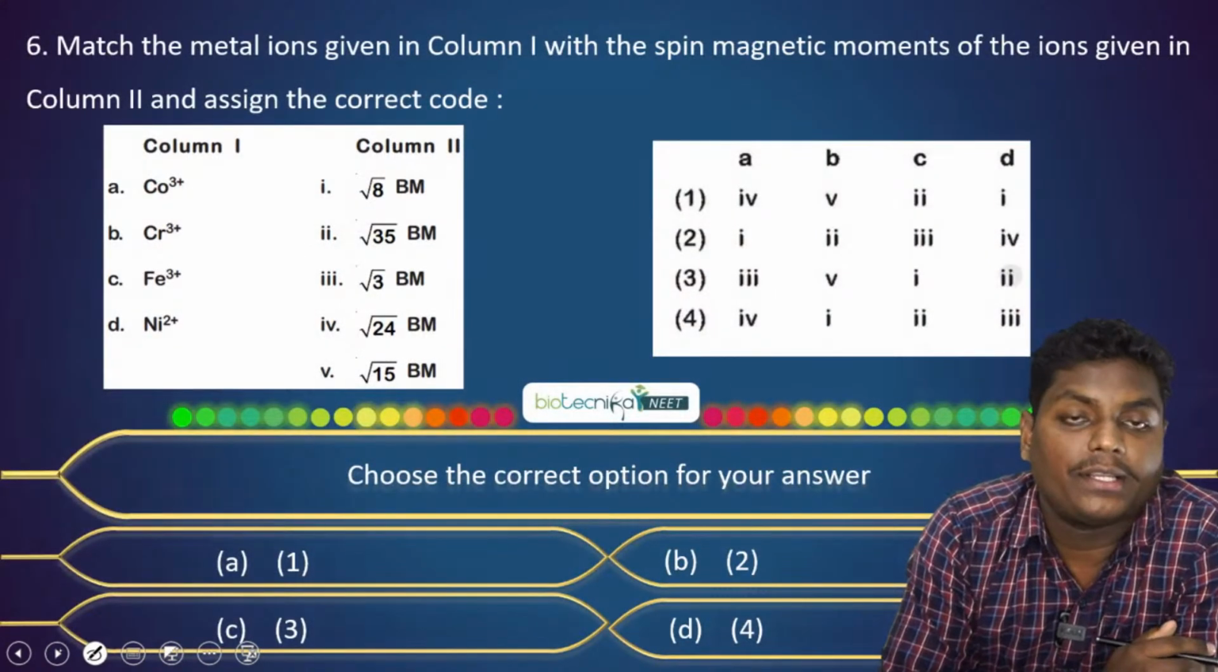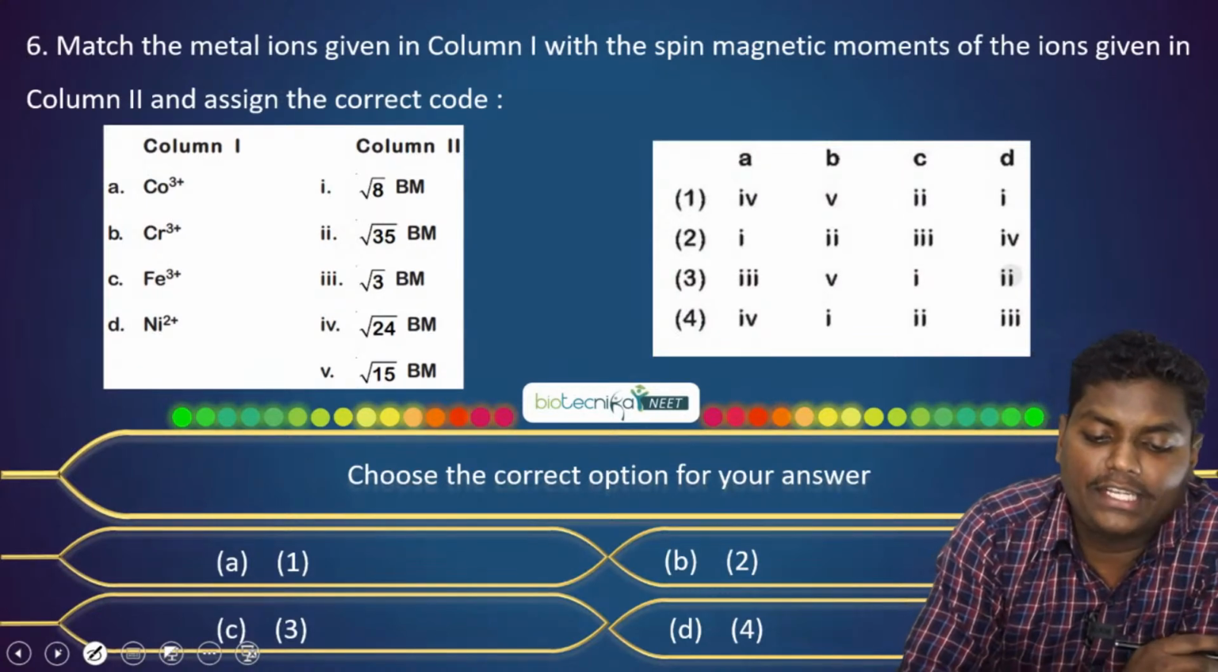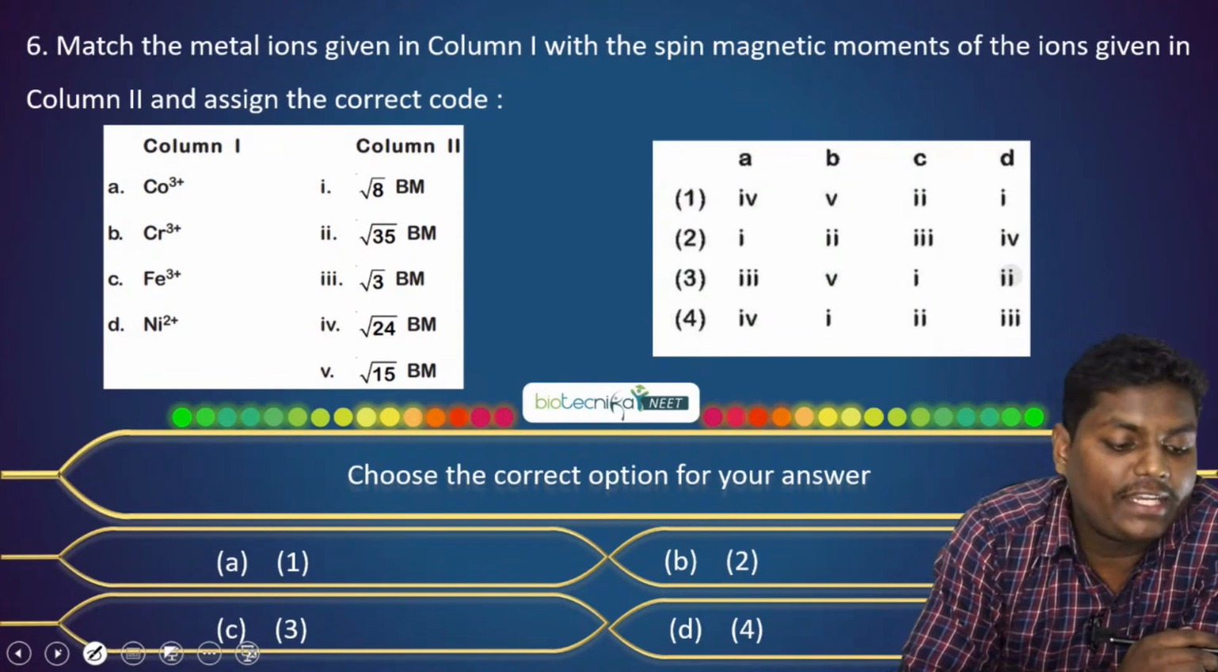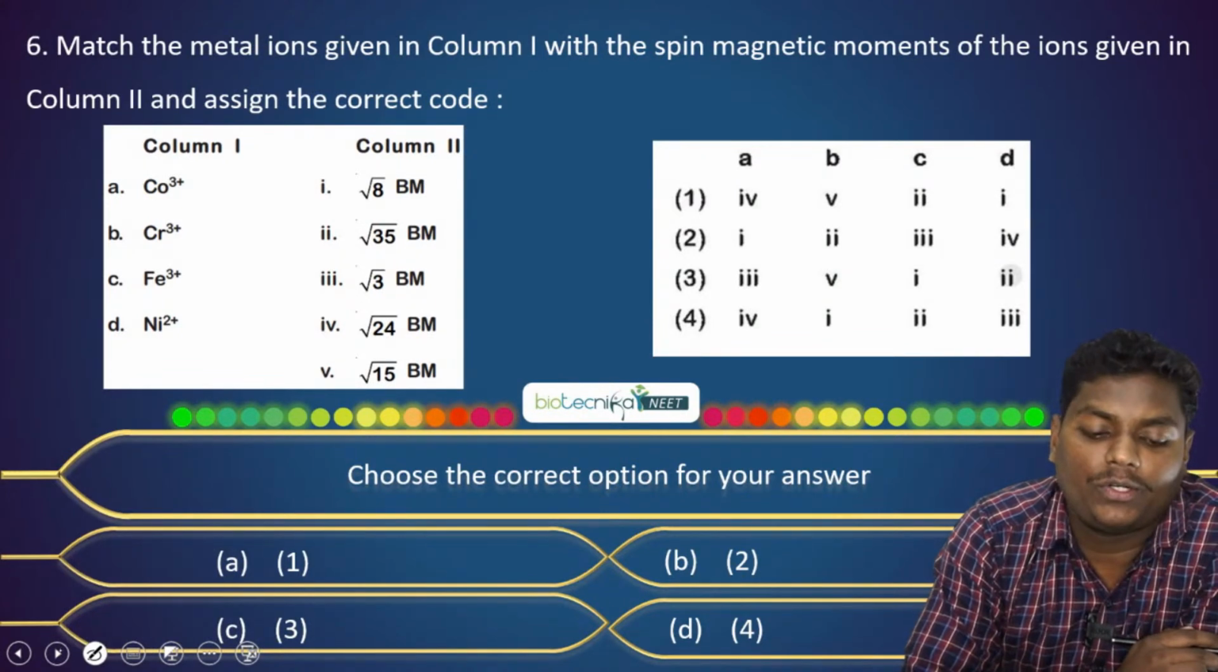Now the sixth question. Match the metal ions given in column 1 with the spin magnetic moment of the ions given in column 2 and assign the correct code.